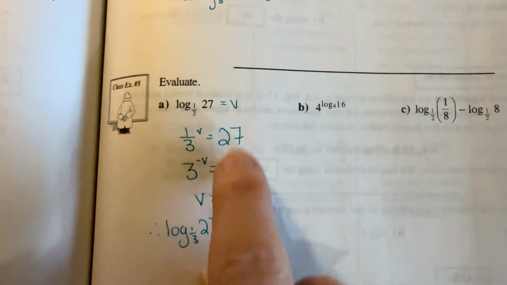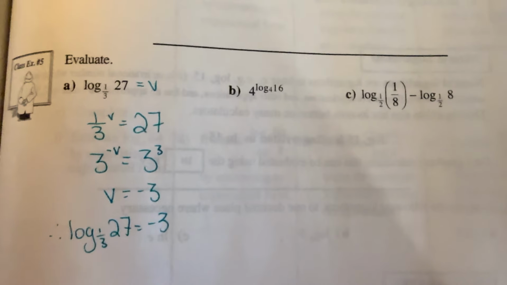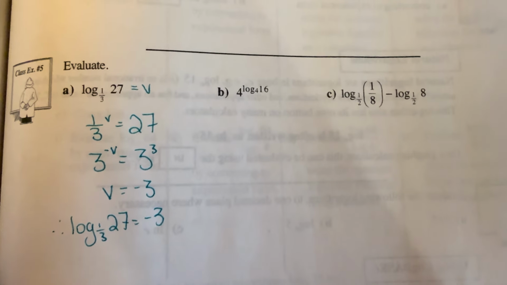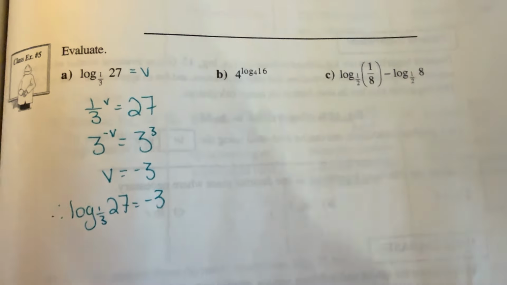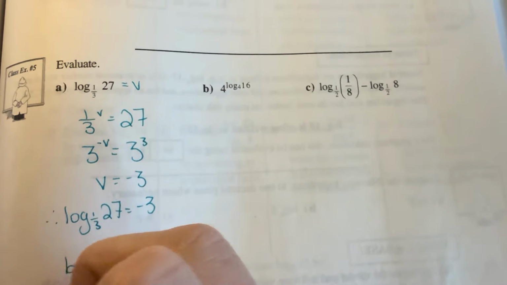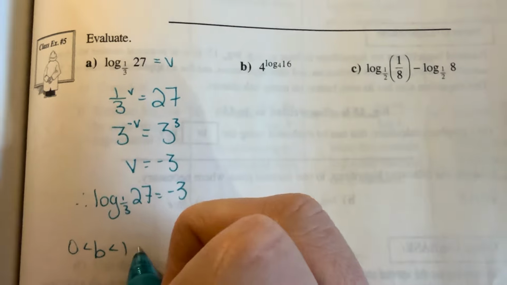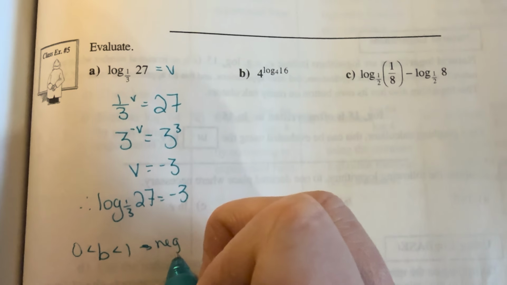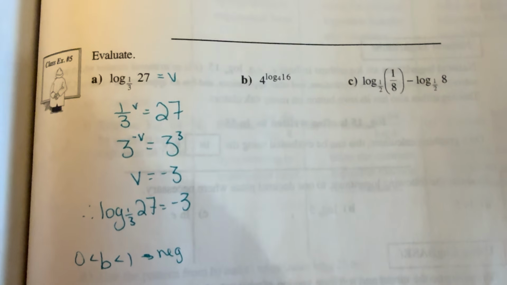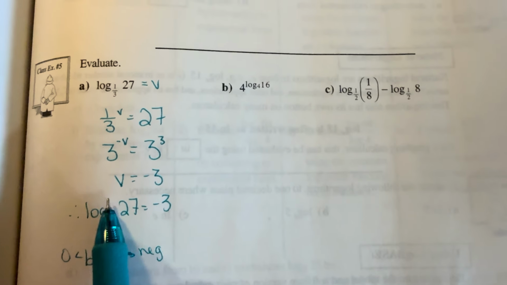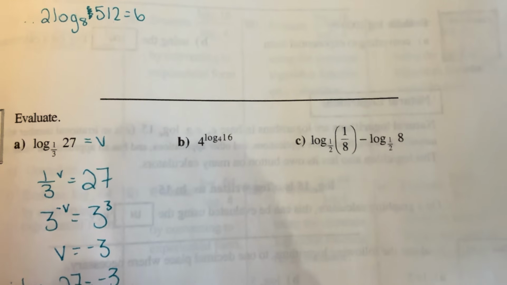And you'll find that when we have those bases in a number between, so let's just say the base is a number between 0 and 1, i.e. it's a fraction, okay, your value is going to be negative because you've got a reciprocal going on. Okay, let's look at this one.